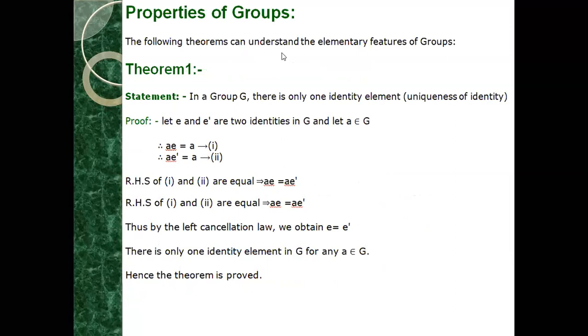So, properties of groups. The following theorems help us understand the elementary features of groups. First theorem, show the statement: in a group G there is only one identity element. So what is the statement? In a group G there is only one identity element, or uniqueness of identity. We have to prove the uniqueness of identity.